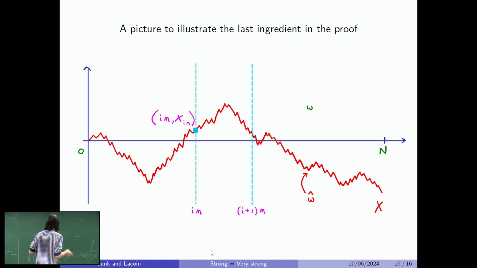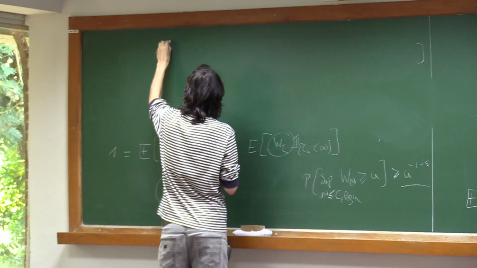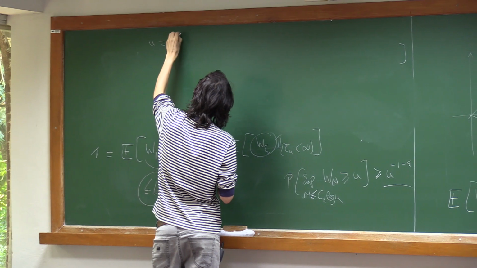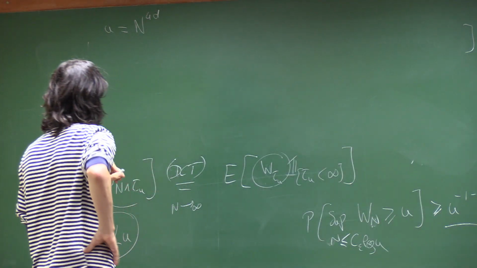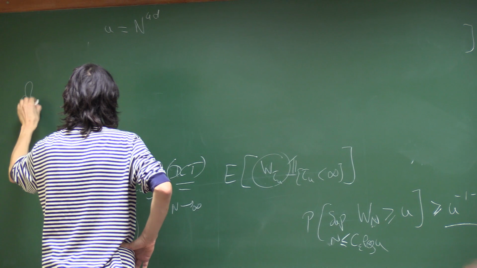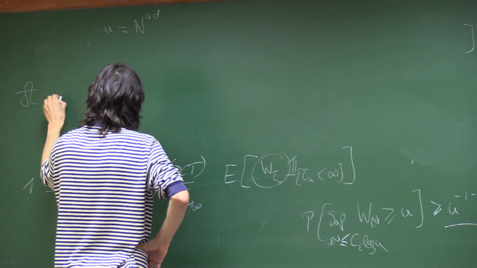Okay, so now let me get you to the last step. I have to introduce what the event is. I'm going to consider U to be equal to n to the 4d.